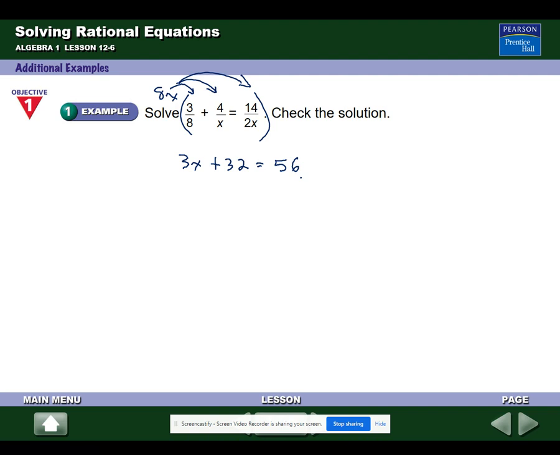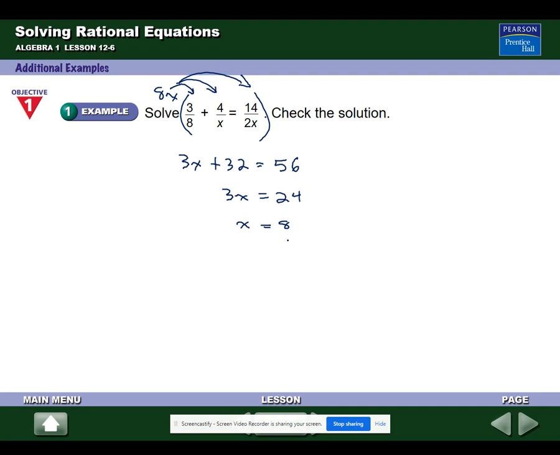So the challenge is really the first step, and now we just want to ask ourselves what's happening to the variable and then do things in opposite PEMDAS order. Subtract 32 from both sides, and you'll have 24. Divide both sides by 3, and you'll have x equals 8.